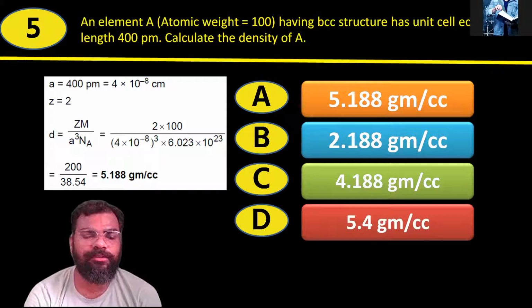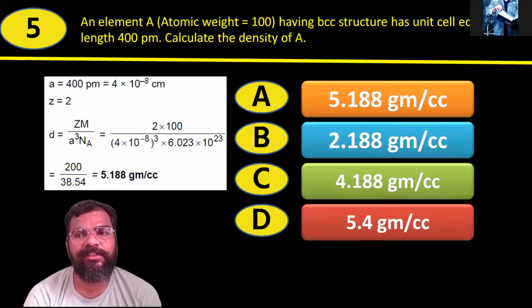So density is equal to Z multiplied by M upon a cube into Na. Now put in all the values. Z's value is 2, M's value is 100 grams, they have given. Upon a cube, that is 4 into 10 raised to minus 8 whole cube, multiplied by Na, which is 6.0223 into 10 raised to 23. In the numerator and denominator, when you work out the total, it is 38.54.